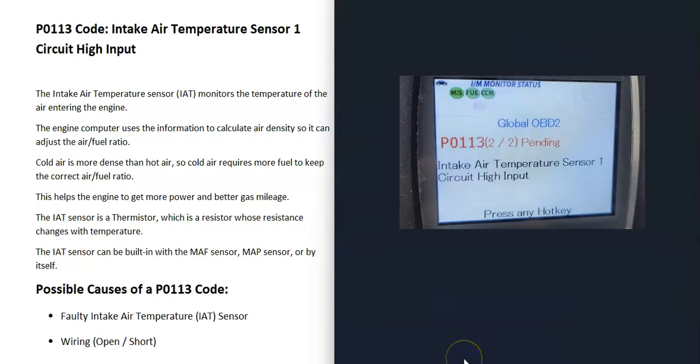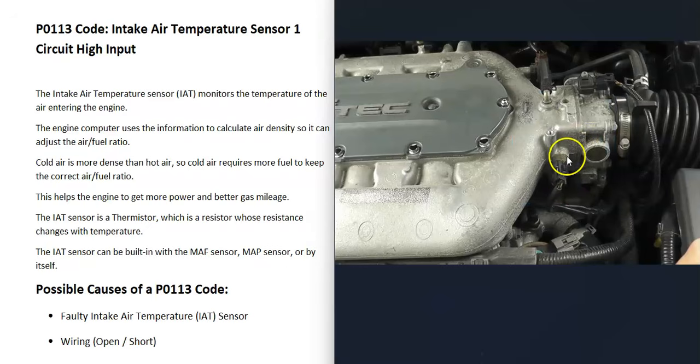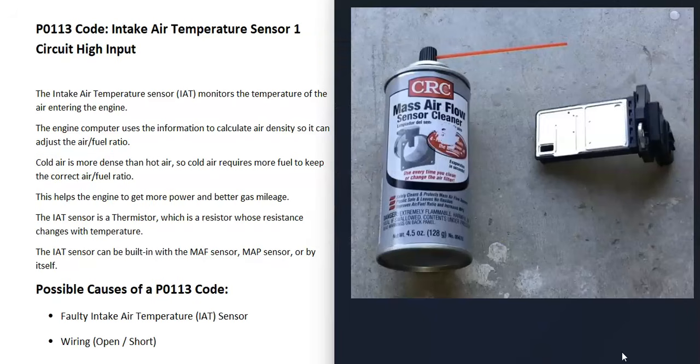And so what are some possible causes of a P0113 code? Well, the first thing that could cause this is that the sensor just failed, just gone bad, and just needs to be replaced. Quite often with these sensors, especially if it's built in with something like the mass airflow sensor, you can get some mass airflow sensor cleaner and just clean them up. And quite often that works, that they just got dirty and the dirt and grime is just throwing that sensor off. So you can get some mass airflow sensor cleaner, try to clean it up, clear the code, and see if the code comes back.